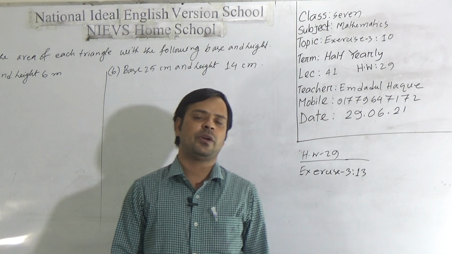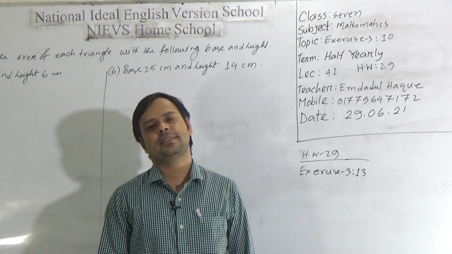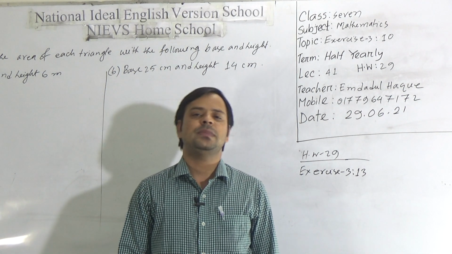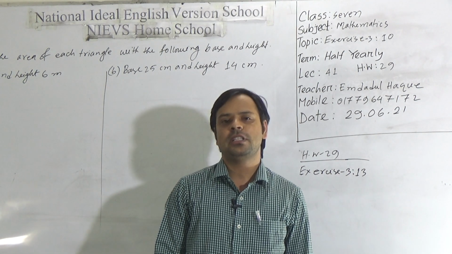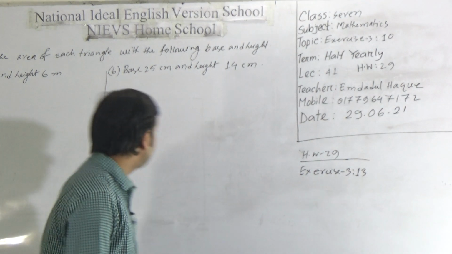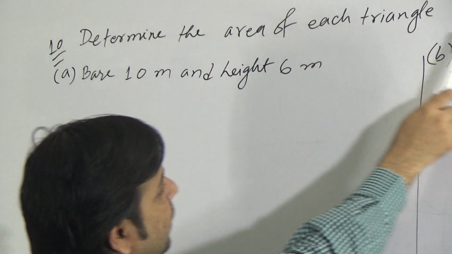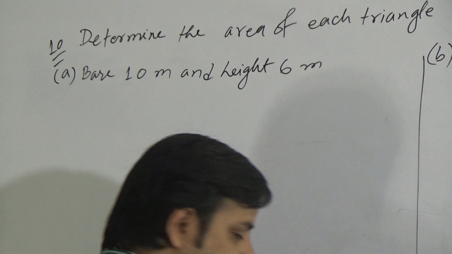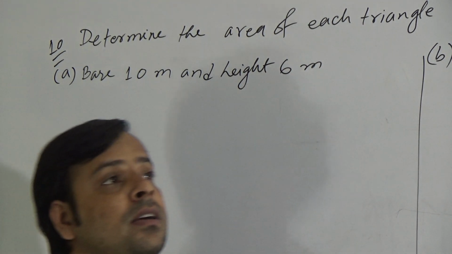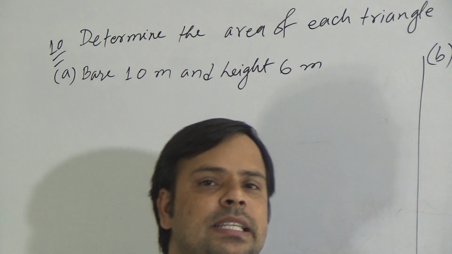Dear students, today I am going to conduct a math class of class 7. Our today's topic is exercise 3, problem 10. This problem I will solve in our today's class. In this problem you will see two parts. First one is part A and second one is part B. Here, what is the problem here? Determine the area of each triangle with the following base and height. It means when the base and height will be given, then how to determine the area of a triangle, we will learn that in our today's class.